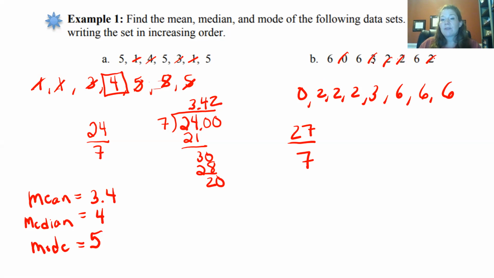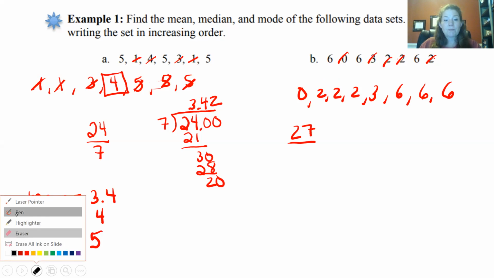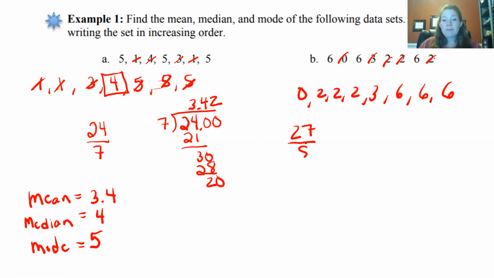So I have 7 digits. 1, 2, 3, 4, 5, 6, 7, 8. No, I don't. I have 8. Yep, that's how I knew I was missing one. Once again, that does not go evenly. So we're going to have 27 divided by 8.